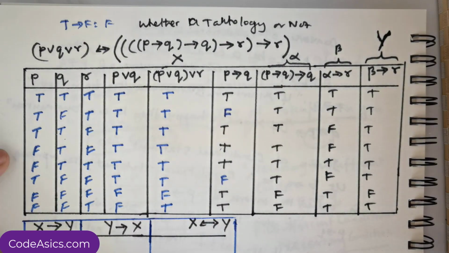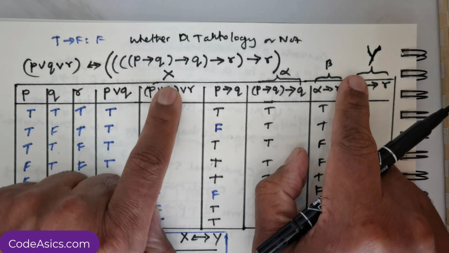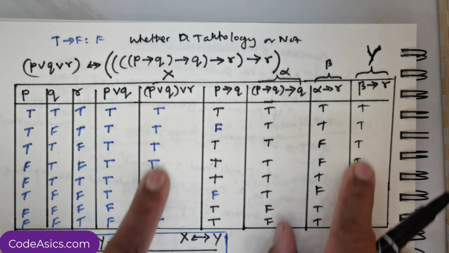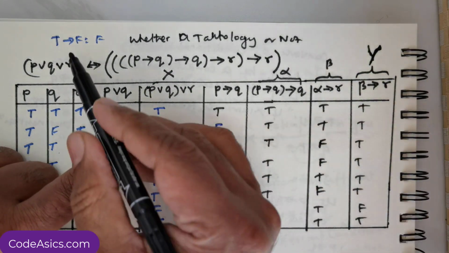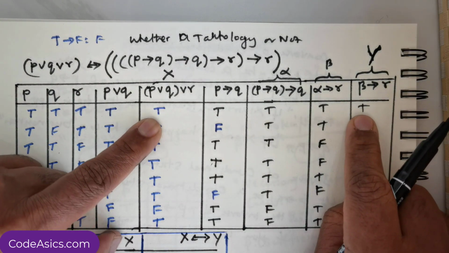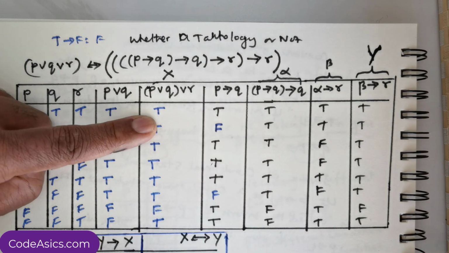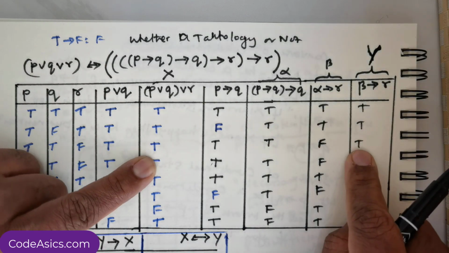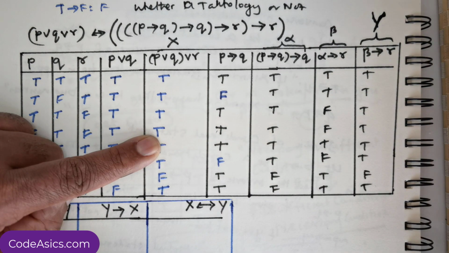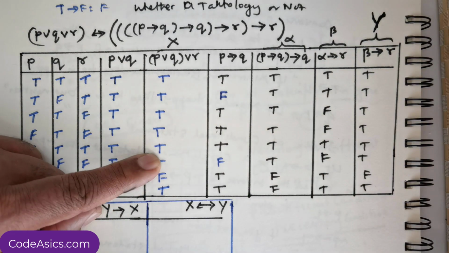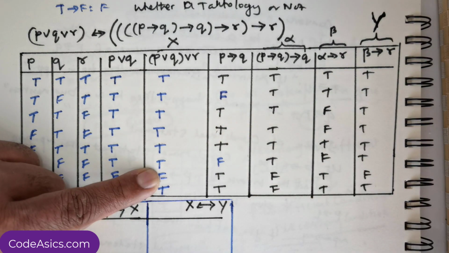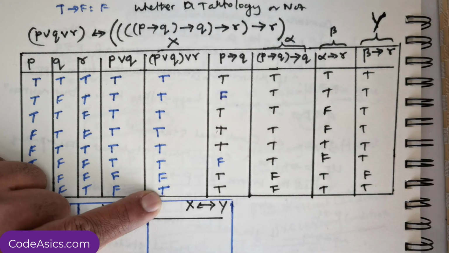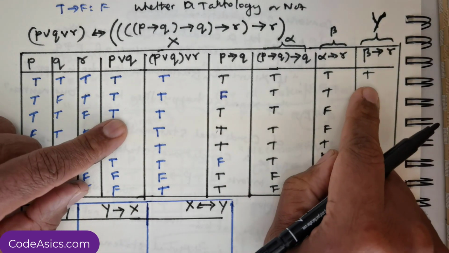Now what we need to do is, I need to have a conditional with X and Y. If X, then Y. So check for T going to F. It's T going to T. So this is T, T, T. This is T, T. This is T. This is T. And this is T.